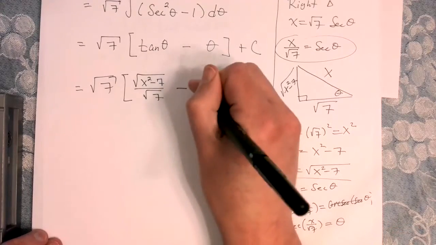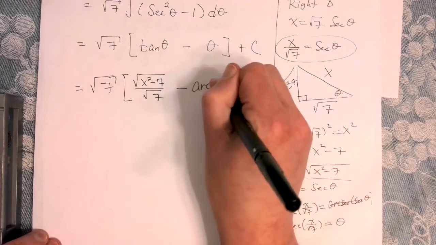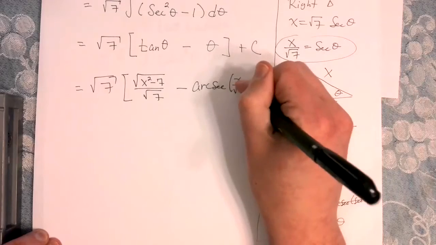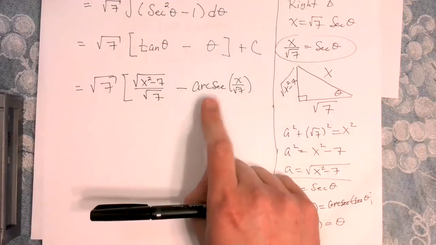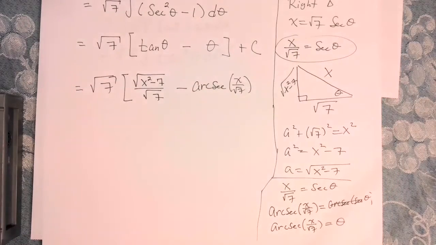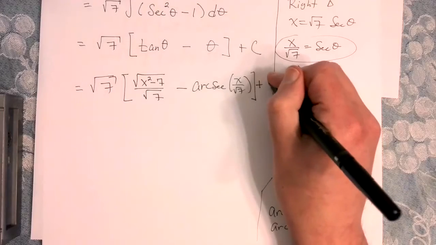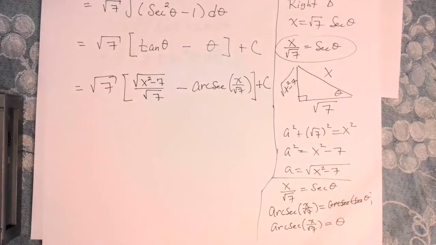And so theta is exactly the arc secant of x over radical 7. Another representation for that would be the arc cosine of radical 7 over x. You can convince yourself by working with this that's true if you need to. And that's going to be plus c. So not too bad on that one. Not too bad at all.